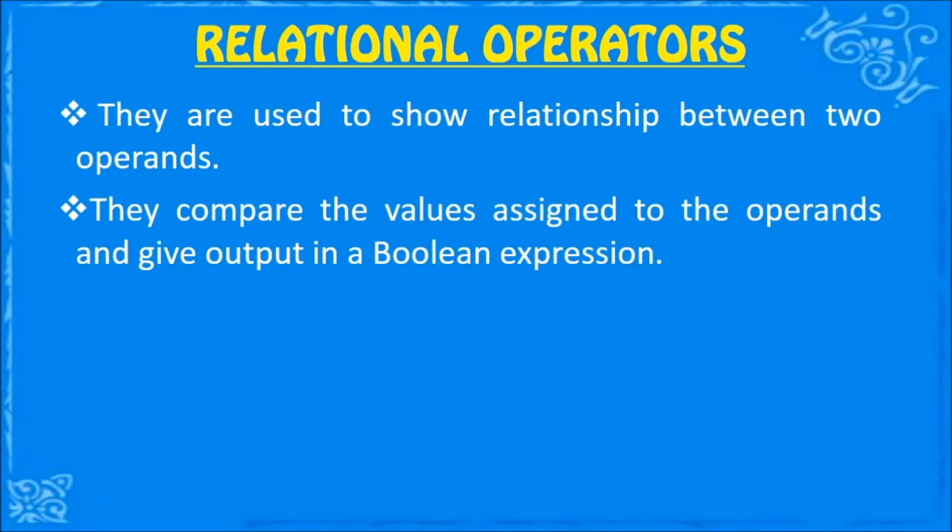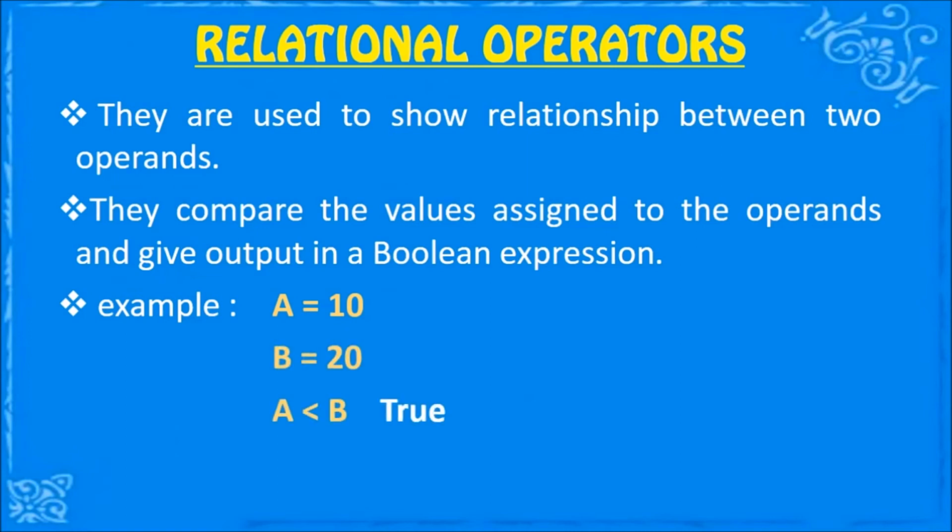The next operator is relational operator, and they are used to show the relationship between two operands. They compare the values assigned to the operands and give output as a Boolean expression. Let's understand with different examples. If I say a equal to 10 and b equal to 20, and if I say a is less than b, the answer will be true. The output of this will be given as a Boolean expression. It will either be true or false.